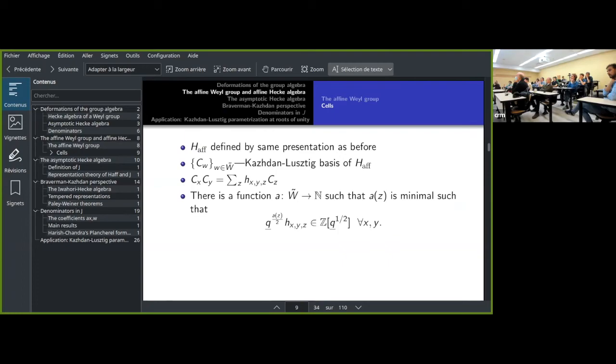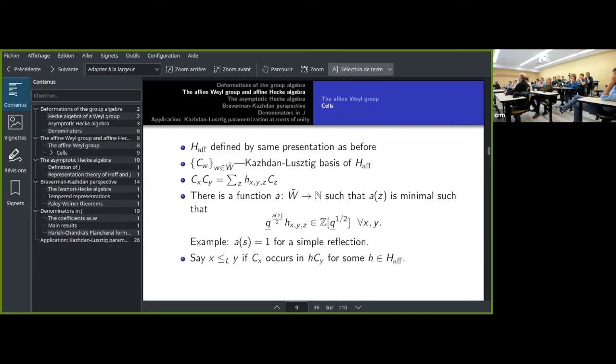There is a function, Lusztig's a function, whose value on z is minimal such that q to the a(z) over 2 times any structure constant for z is a polynomial in q to the 1/2. So whatever x and y you start with, if you get z out of their product, multiplying by q to the a over 2 will kill all the negative powers. For example, for simple reflections, this is equal to 1.